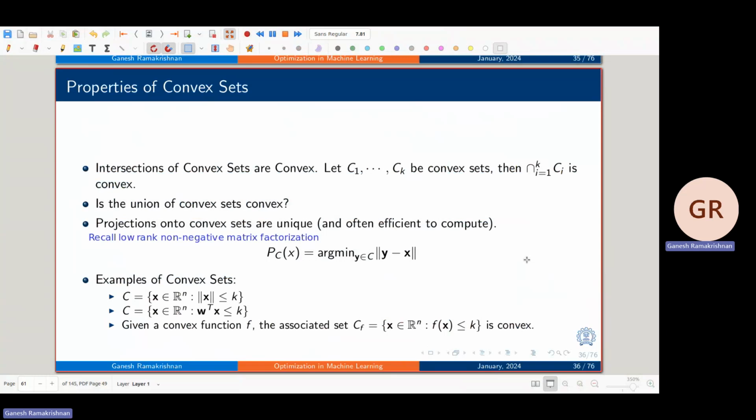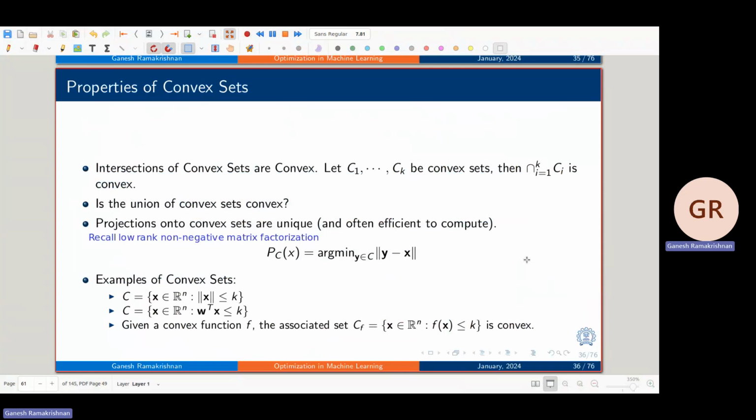X need not be in C. That's the whole point of non-negative matrix factorization, right? I'll end up getting some negative elements, and I want to project them into a set C, which is the positive space, right? So C is convex. Now, the question is, if C is not convex, what would you do? What does projection into a non-convex set mean? Sorry? So projection into a non-convex set need not be unique.